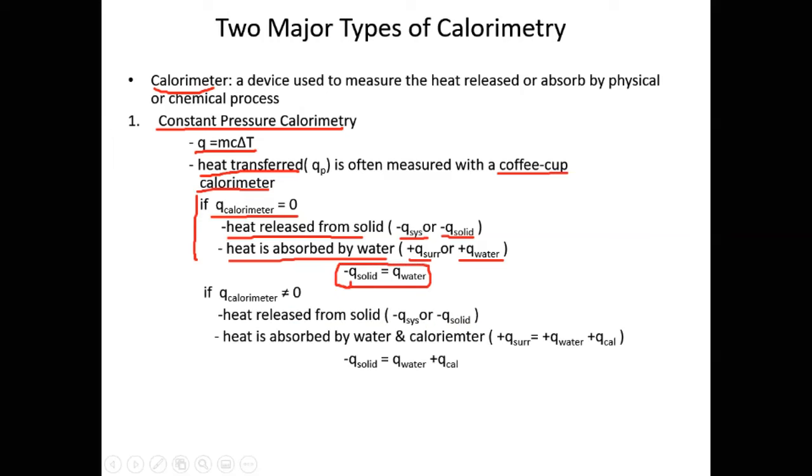Now, if the calorimeter absorbs some heat, then we have to include the heat absorbed by the calorimeter. So again, the heat released by the solid is still our system. However, the heat is absorbed by the water and the calorimeter now. Notice before it was just the water, but now it's the calorimeter as well. So the surroundings now equal the water plus calorimeter. You'll know in the problem if the calorimeter absorbs heat because it'll give you information about the calorimeter as well. Therefore, the negative heat released by the solid is equal to the heat absorbed by the water and the calorimeter. So this involves an extra step when the calorimeter absorbs heat. In the majority of problems, usually they assume the calorimeter does not absorb any heat.